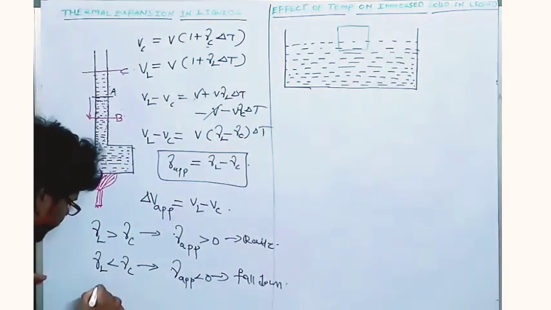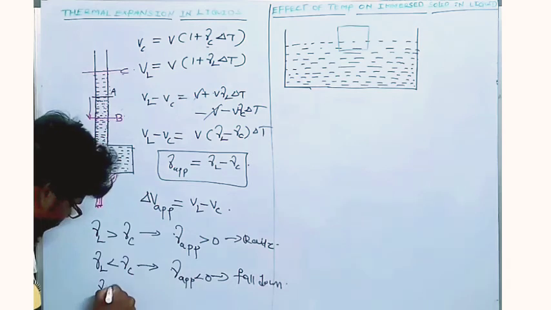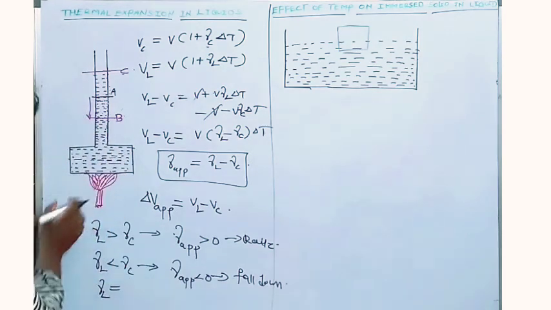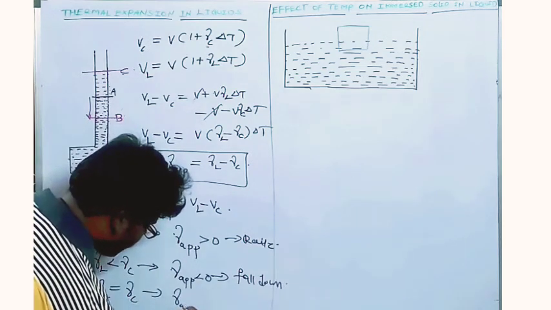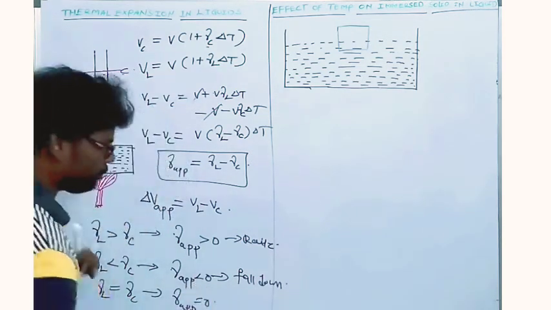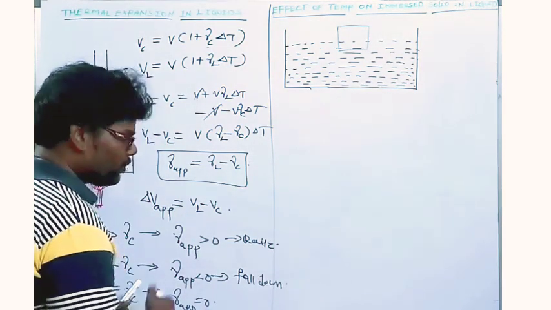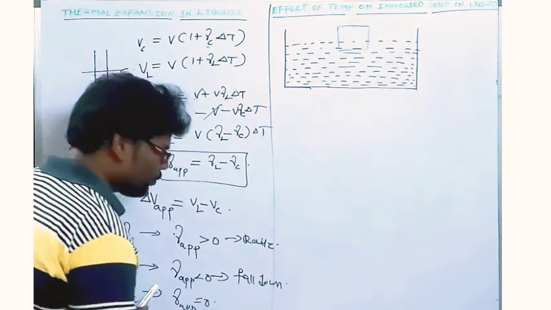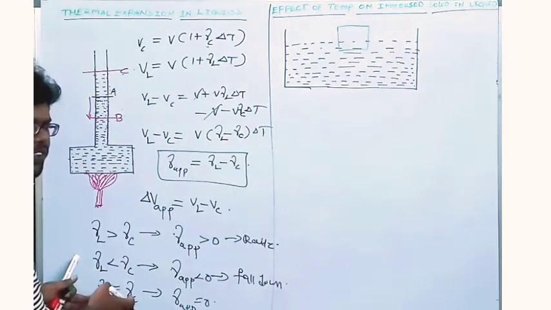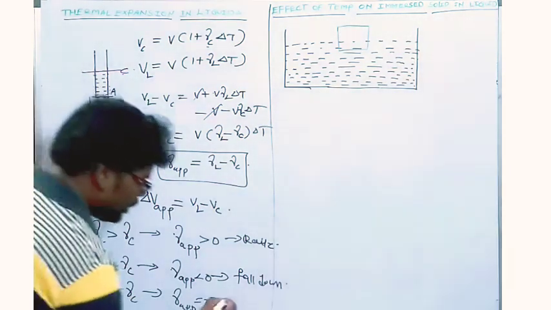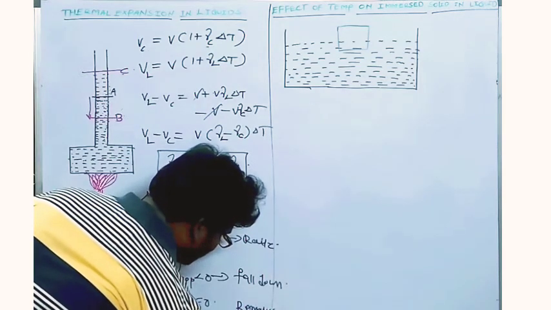In the case when the coefficient of thermal expansion is the same for both, gamma L is equal to gamma C, the apparent value of gamma is equal to 0. So there is no apparent change in the liquid on heating. Why? Because both have the same coefficient of thermal expansion. That's why the level of the liquid remains constant.